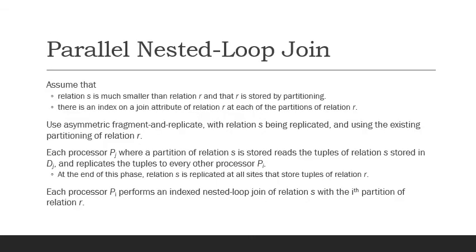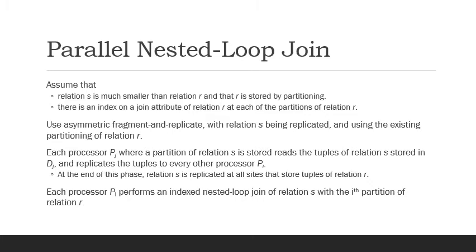Next, let's see parallel nested loop join. To illustrate the use of fragment and replicate based parallelization, we assume that relation S is much smaller than relation R and that R is stored by partitioning. There is an index on a join attribute of relation R at each of the partitions of relation R. Use asymmetric fragment and replicate, with the relation S being replicated and using the existing partitioning of relation R.